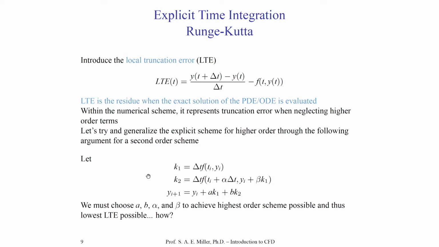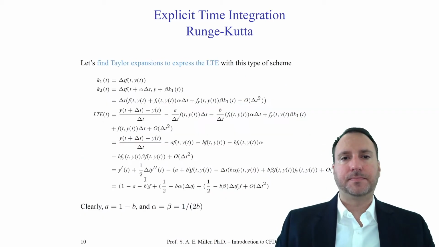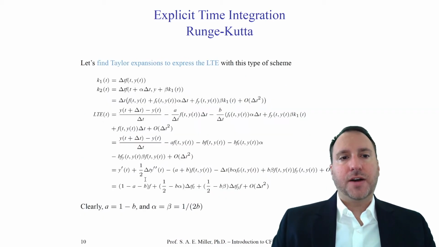You can imagine in certain choices, we recover the schemes we've just developed in this class. A to 1 and b to 0, we've recovered, of course, the explicit scheme. So this is a way to generalize all these different schemes with coefficients. We would optimize them to try and achieve the lowest local truncation error possible. By doing that, we would increase the order of accuracy of our scheme to an optimal value. This is the beauty of the Runge-Kutta scheme. Let's show how to do that.